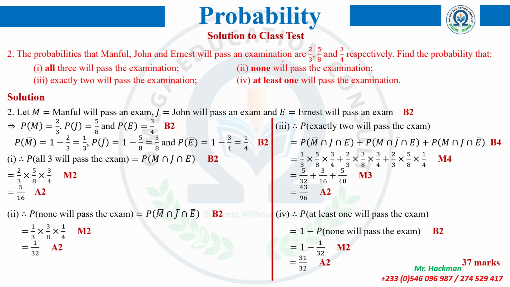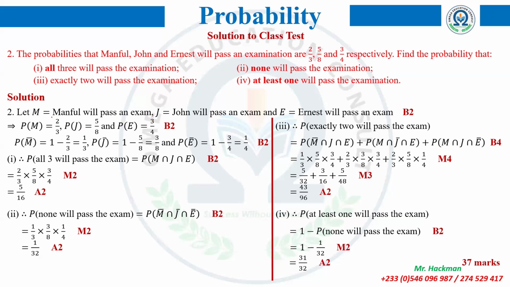So these are the events. Okay, the main event that we know the corresponding probabilities. However, remember I told you, if you have this situation, because you need to represent your event by letters for convenience sake, your representation should not have probability in it. So don't come and write, let M be equal to the probability that Manfo will pass an exam. Please take note.